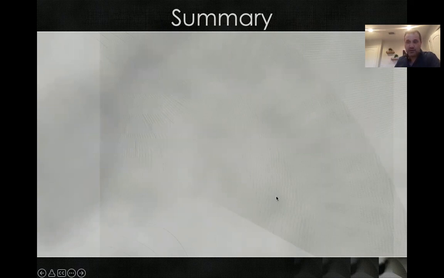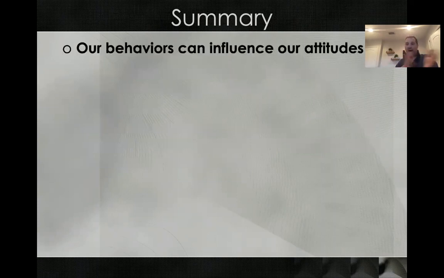So just to summarize the section, not only do our attitudes influence our behaviors, which is the normal way we have of thinking about things, but the behaviors we engage in can influence our attitudes. They can lead us to develop attitudes consistent with those behaviors. And they can do so in two different ways.